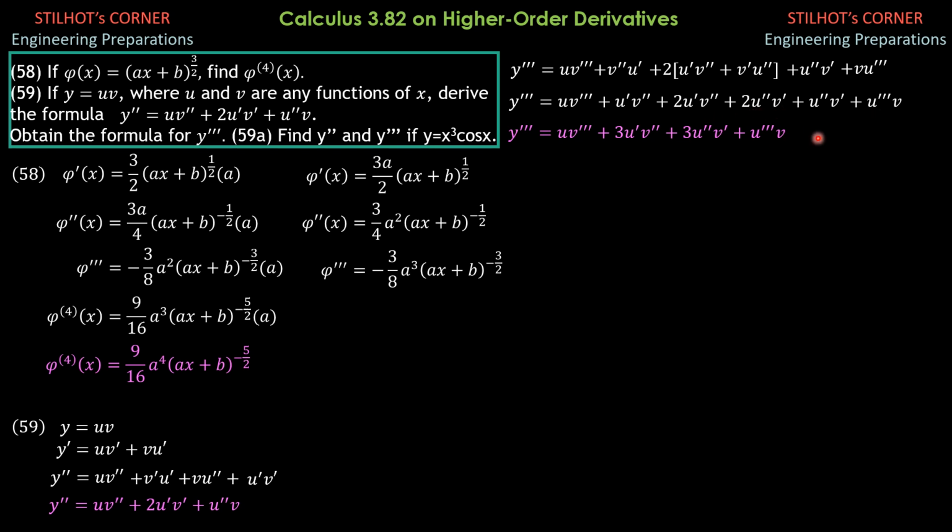So that's the formula for the third derivative of the function y equals uv, where u and v are any functions of x or variable.